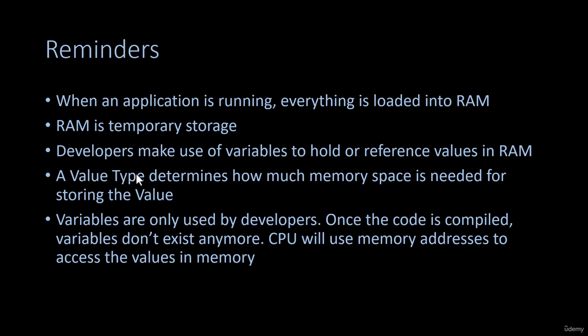Values are data or information which are stored in computer memory. The value type determines how much memory space is needed for storing the value. Variables hold or refer to values stored in computer memory. Variables are only used by developers to make the life of the developers easier. Once the code is compiled, variables don't exist anymore. CPU will simply use memory addresses to access the values stored in the computer memory.